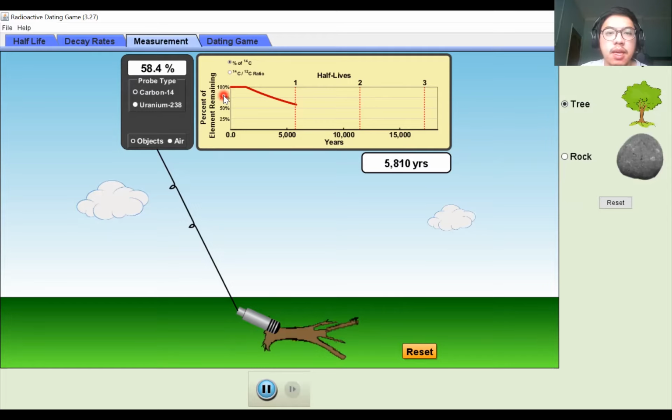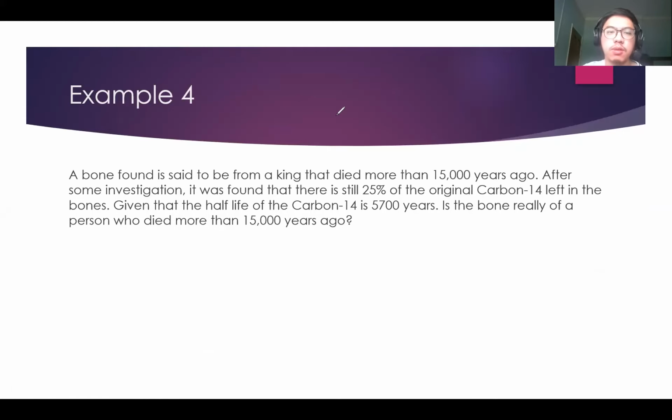Okay, and the carbon-14 is decreasing in a way that it follows a decay curve. So it's a curve as it decreases. So that's sort of what happens to carbon-14 when things are dead. Let's do some calculations in example 4 and see how carbon dating is done.